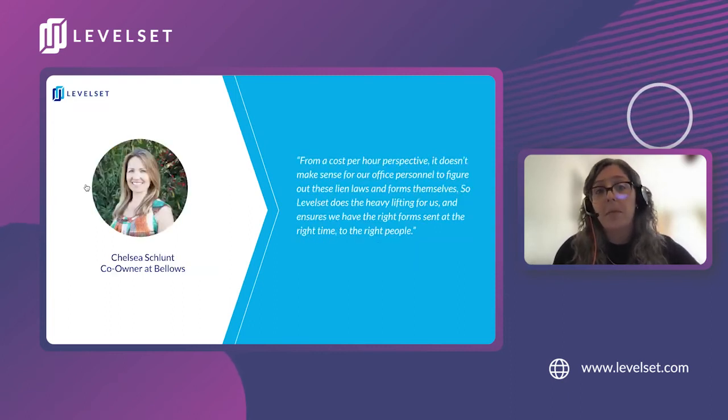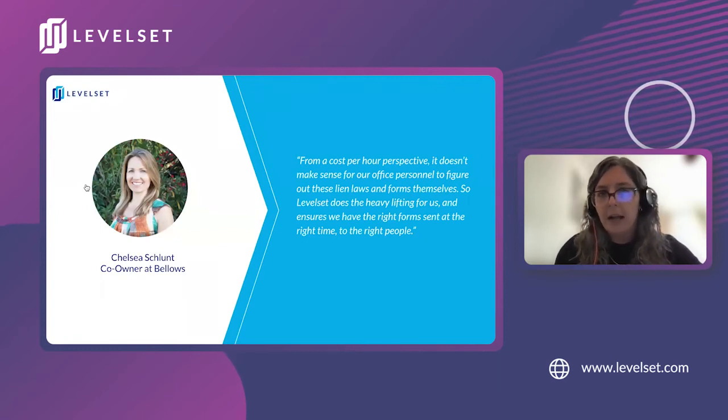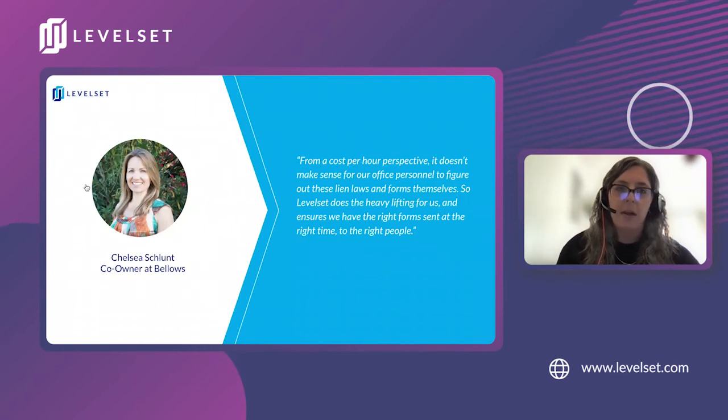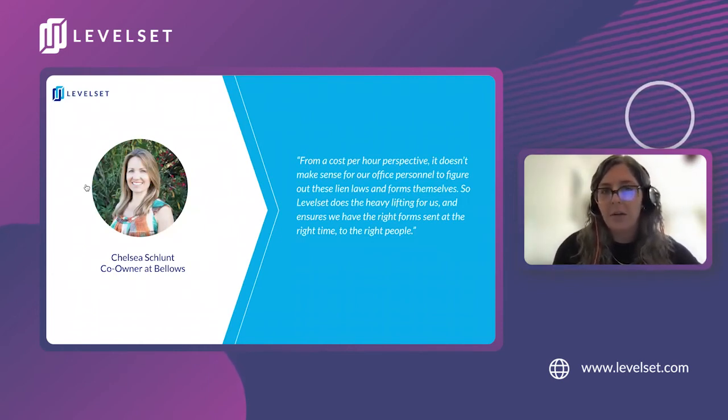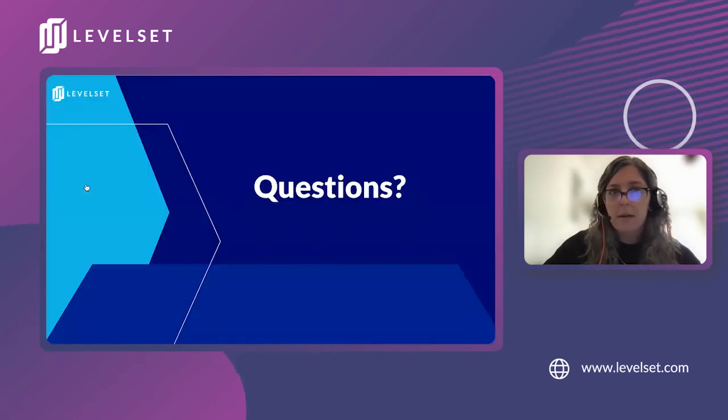Another really good example is Chelsea at Below's Plumbing, Heating, and Air. They're located in California, so Chelsea's always understood the importance of protecting lien rights. It's a requirement there for sub-tiers, but it wasn't until she started using Level Set to streamline the process that they were able to avoid mistakes that led to losing not only their lien rights, but revenue too.